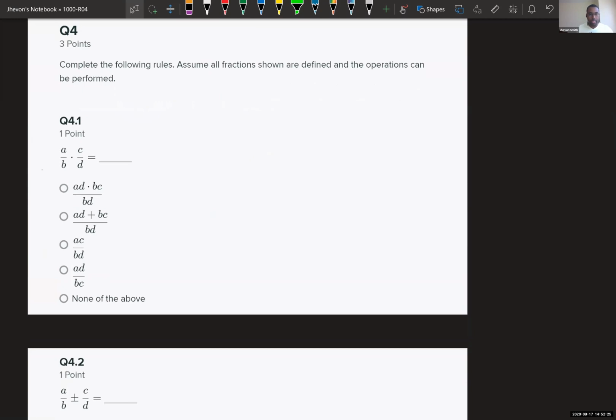Okay, what about this? A over B times C over D. How do we do that? AC over BD. Yeah, that's actually a rule that I went over with fractions with you. Whenever you're multiplying two fractions, you just multiply across the numerators and the denominators.